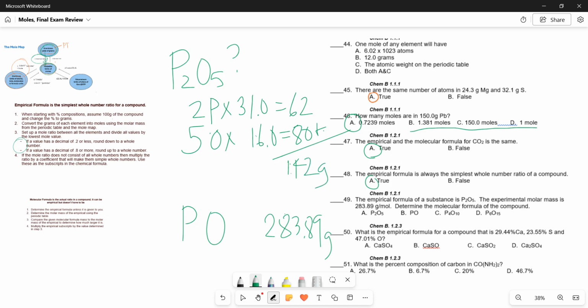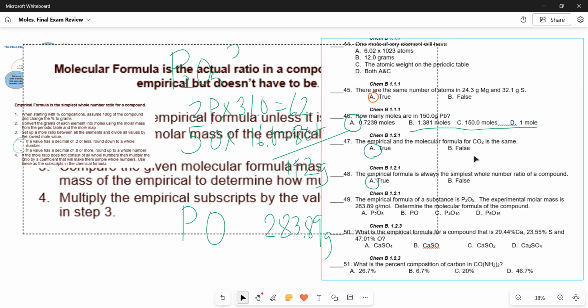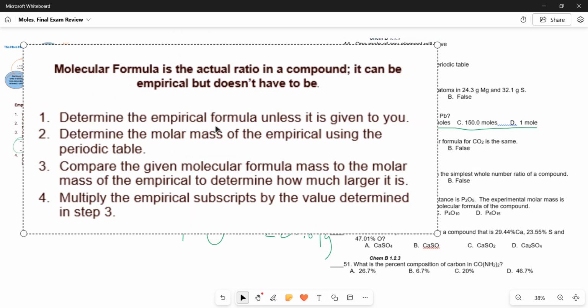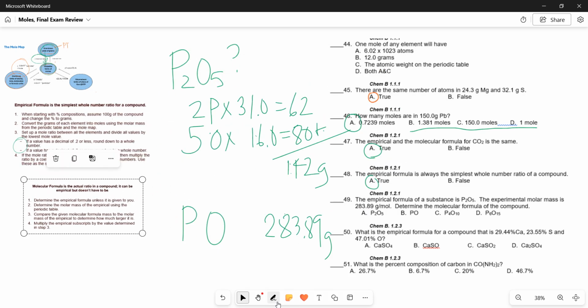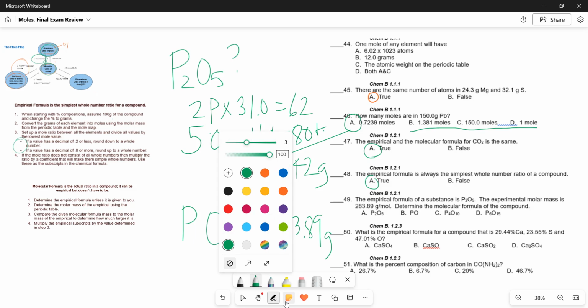So how do I figure out what the molecular formula is? Well, I'll finish it here in a minute, but I want to just show this. You need to screenshot this. Once you know the empirical formula and you're given the mass of the molecular formula, you just divide them and see how much bigger or if they're the same. So let's look at this example. I know it needs to weigh 283.